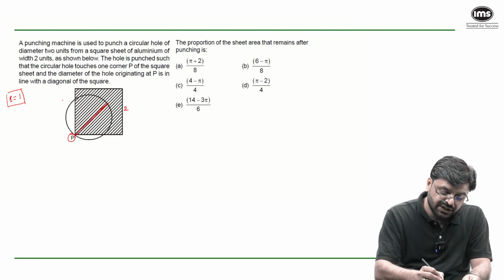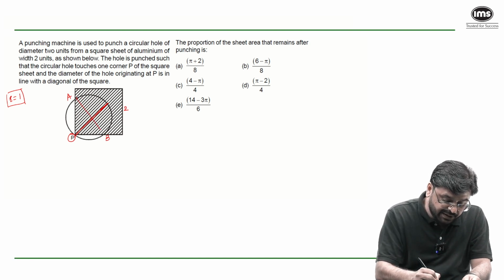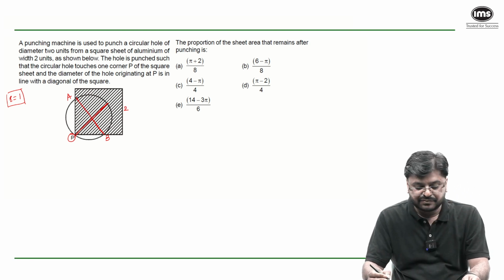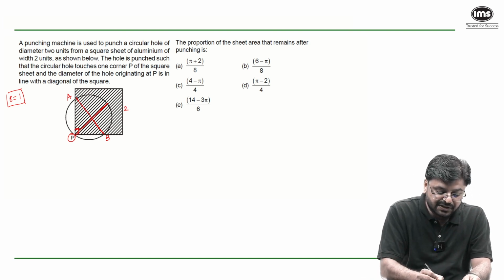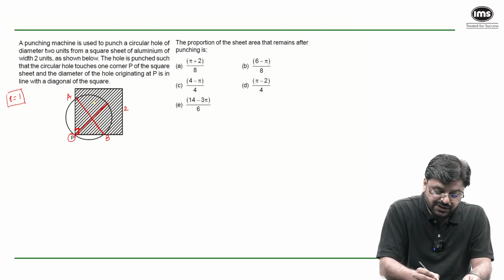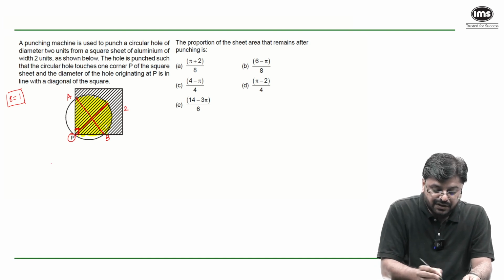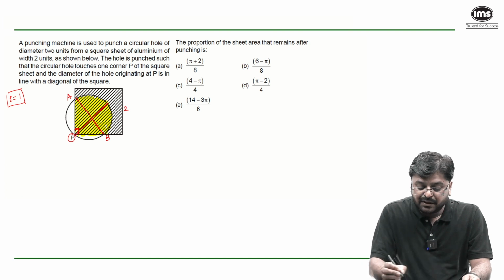Now, also, if you name these points as A and B, and if you join AB, AB is also a diameter, making an angle of 90 degrees at the circumference. So if you look at it closely, this part is a semicircle, and then we have a triangle. Semicircle and a triangle. Now the question is asking you the proportion of the sheet area that remained after punching.